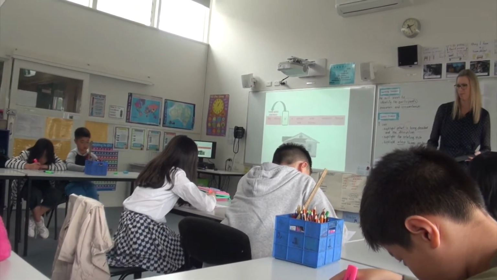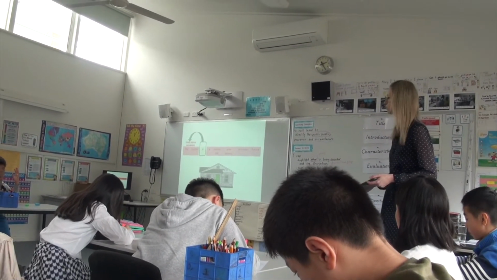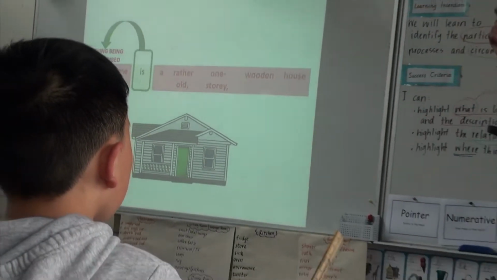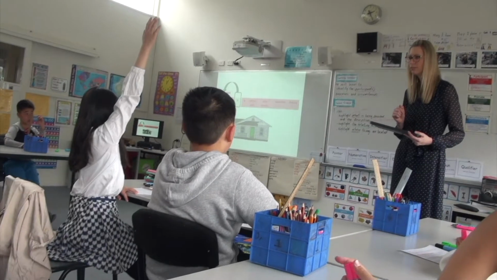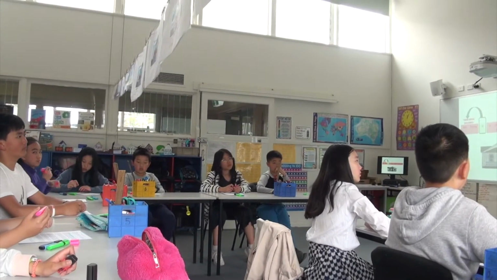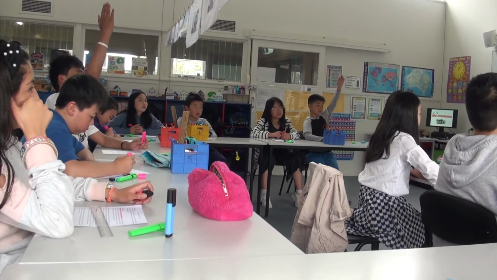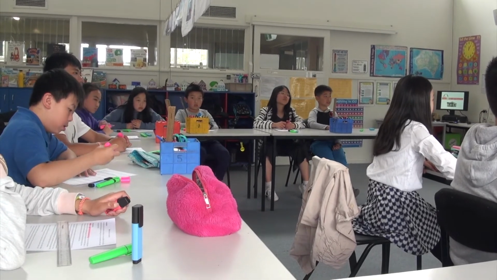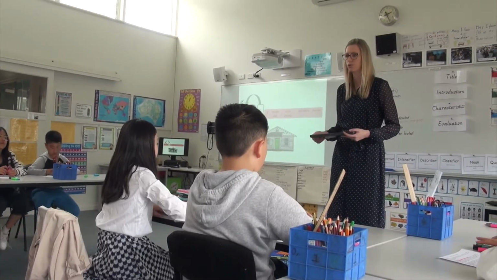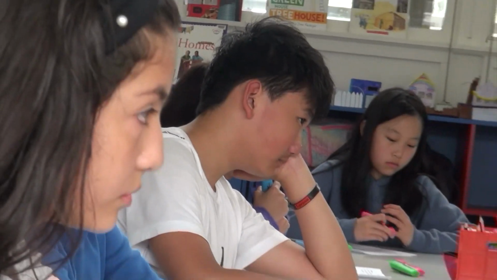What does rather mean? Rather. A rather old. So is it very old? Is it a little bit old? What do you think? Rather old. Yuan. It's quite old. Quite old. And what does quite old mean? Thomas? A little bit. A little bit, yeah. It's not like really, really old. Rather old. Probably more in the middle. Okay. I'm going to write the word house here.